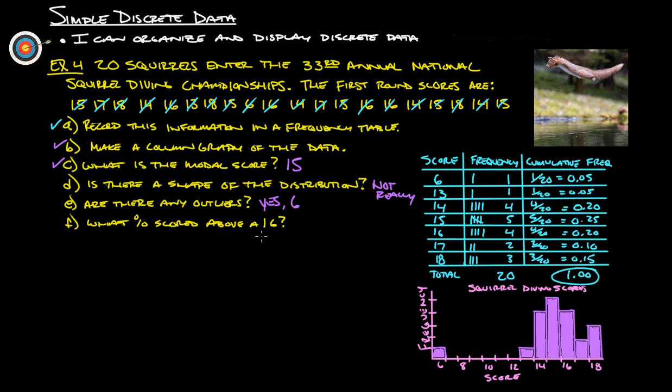And then what percent scored above a 16? So above a 16 would mean 17 or 18. So that would be 5 out of the 20 total, which would give us 0.25 or 25% scored above 16. Okay, if it was above and including, then we would add this 4 and there would be 9 out of 20, but it just says above a 16.